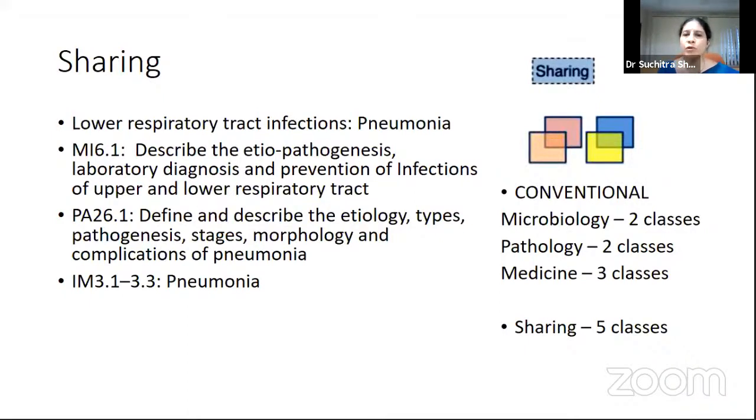We put all our learning objectives from the different departments together. We found that some of them were common between two or three different departments. Those were made single, and we decided who is going to take that particular objective. That decision is based on the core of each subject. For example, pathogenesis and laboratory diagnosis are very important for us as microbiologists to teach: what is the specimen required, when do you collect the specimen, and how does the final part of your report look? These are the core parts for us in pneumonia.